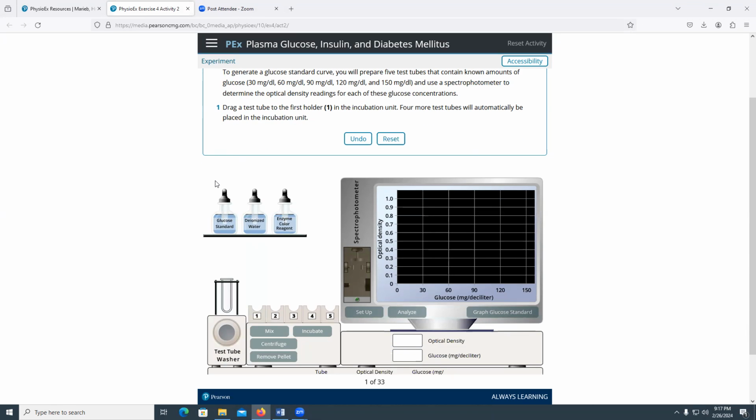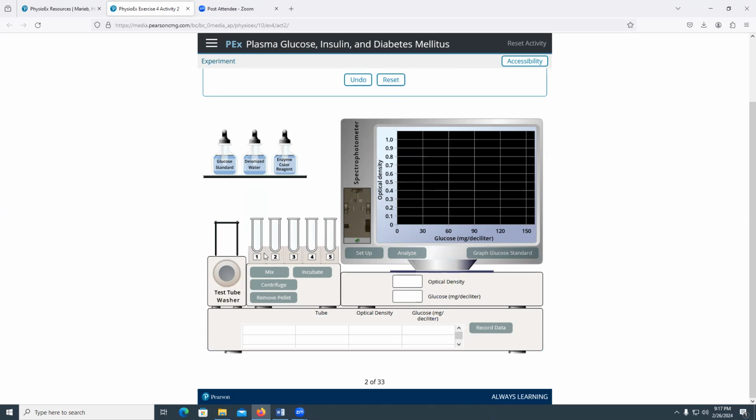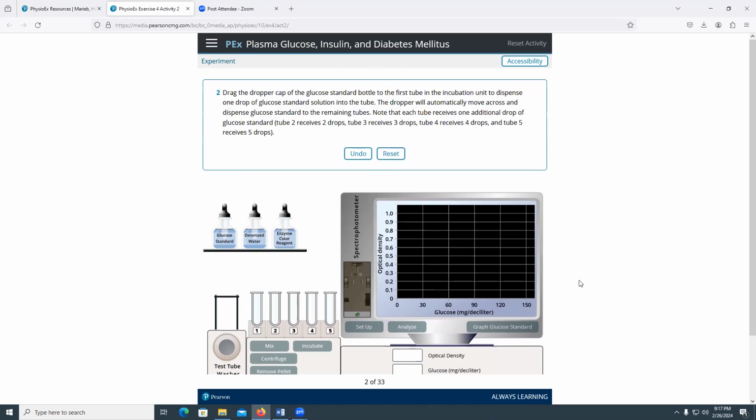So drag a test tube to the first holder in the incubation unit. Okay, so 4 more test tubes will be put in the incubator. So now we have 5, so we need to add sugar in ascending order. So drag the dropper cap of the glucose bottle into the first one. You see it will have one drop here, meaning 30 milligrams per deciliter, 2 means 60, 3 means 90, and 4 represents 120 milligrams per deciliter, and the last one is 150. So I have increasing amounts of glucose in each tube.